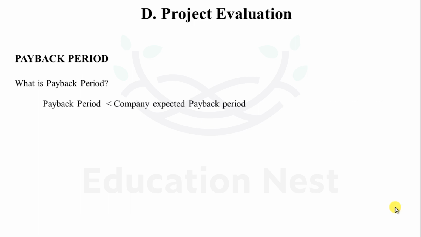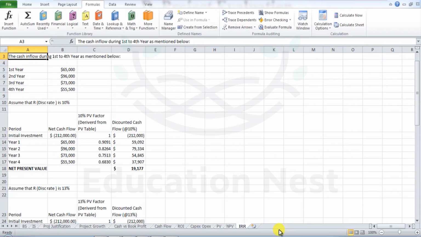The acceptance or rejection criteria basically boils down to this: if the payback period is less than the company's expected payback period, sure, go ahead, accept the project. Now let's see an example on this, and after that we'll have two different scenarios. I won't disclose it right now. Once we complete the payback example, we'll go ahead to these two different scenarios.